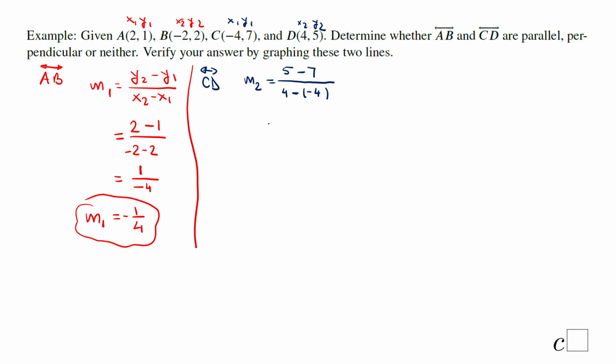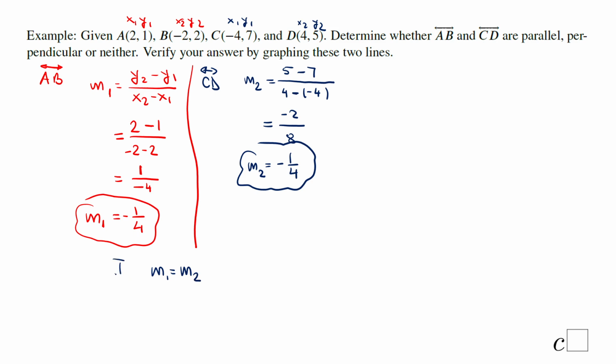Yeah, so we're going to have here 5 minus 7, that will be negative 2, 4 minus negative 4, that will be 8. We can simplify this one, and this is going to be negative 1 over 4. This is the second slope of the line CD. As you notice, these two slopes are the same.